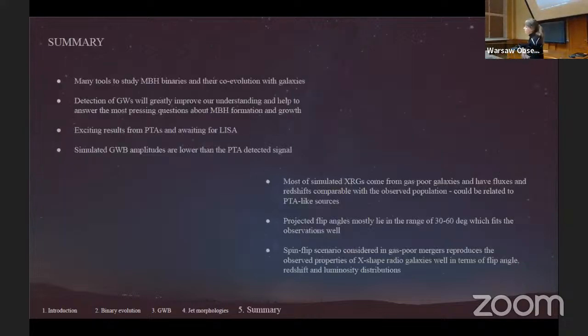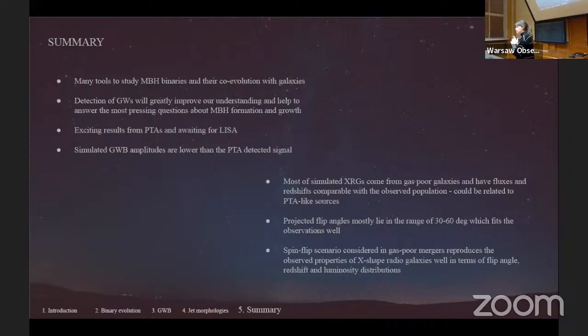Okay, so this is my summary. I told you about how we can study massive black holes, what tools we have in our electromagnetic and gravitational spectrum. There are many unanswered questions, but the detection of gravitational waves will actually help us answer many of those questions. We have already got exciting results from pulsar timing arrays, and we are really awaiting LISA, which will probe slightly smaller black holes, but show us the evolution up to the most massive ones seen through pulsar timing arrays. I showed you that we have a problem explaining the signal detected by pulsar timing arrays. This would need a lot more studies, but these studies will be really exciting to pursue.